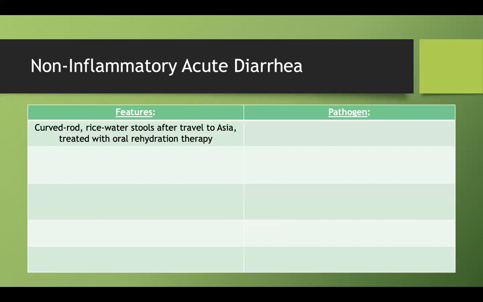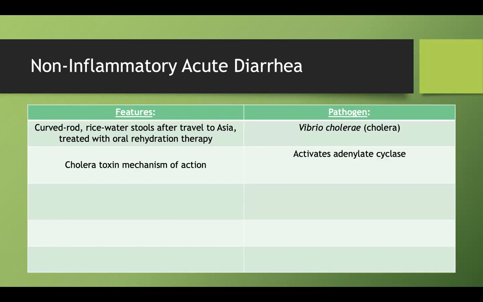Okay, so let's move on. What if you have a curved rod? It is responsible for significant rice water stools after travel to Asia. It's treated with oral rehydration therapy. So this is cholera, caused by the bacteria Vibrio cholerae. And the cholera toxin, what is its mechanism of action? They do test this quite a bit too. This will activate adenylate cyclase. What that does is it'll secrete chloride and water into the GI lumen.